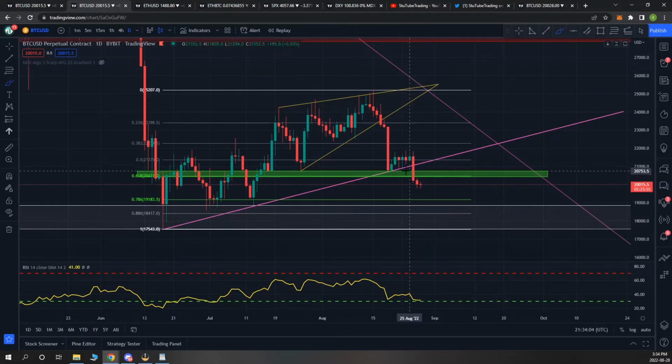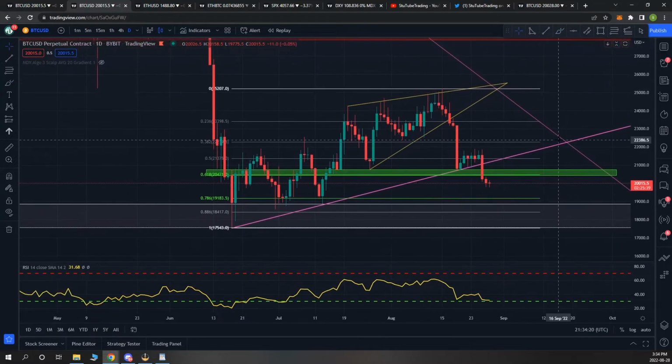But the fact that we did get that clean close below and then a second confirmed close there, I just think it's only a matter of time. In the next day or two, I would not be surprised to test these levels down here. Let me know what you guys think about that too. Definitely interested to see, are you guys bullish? Are you guys bearish?